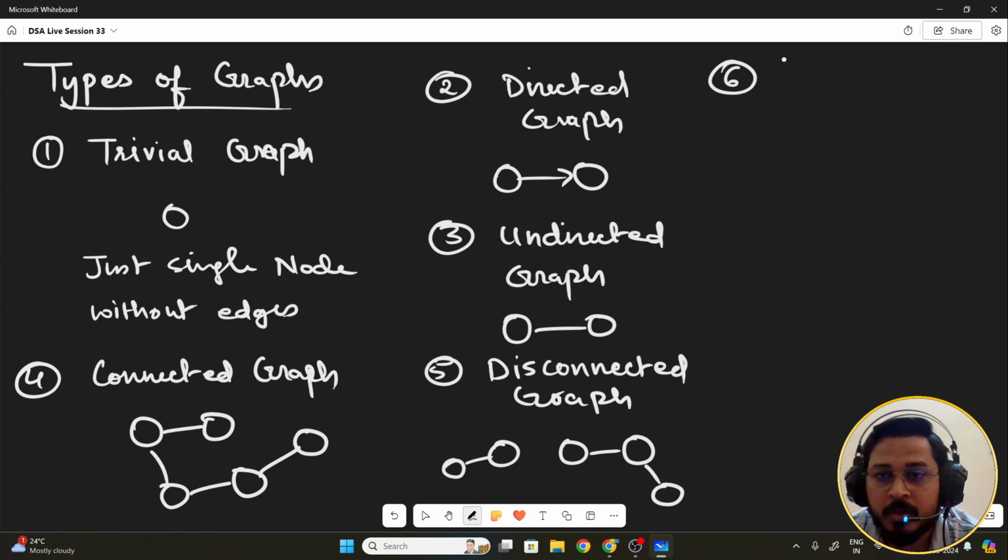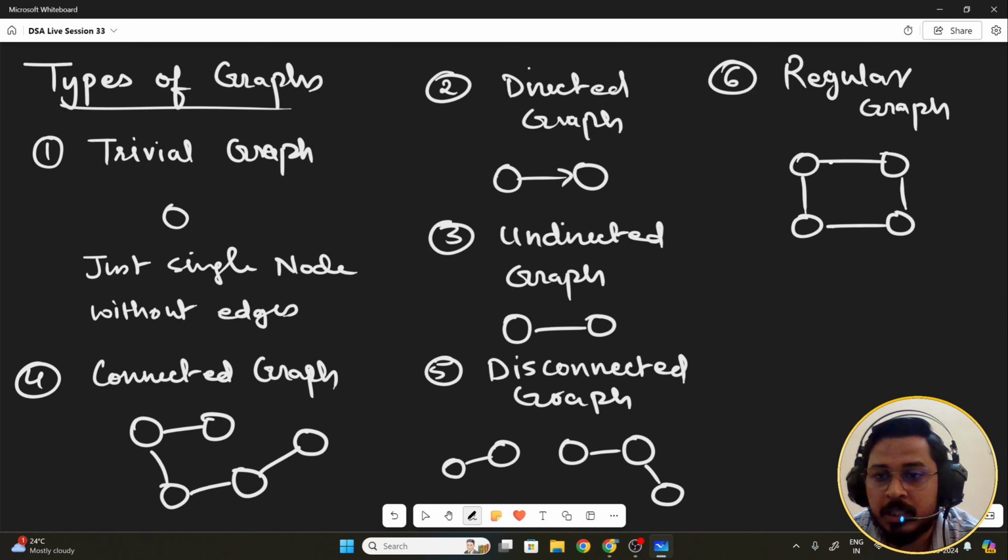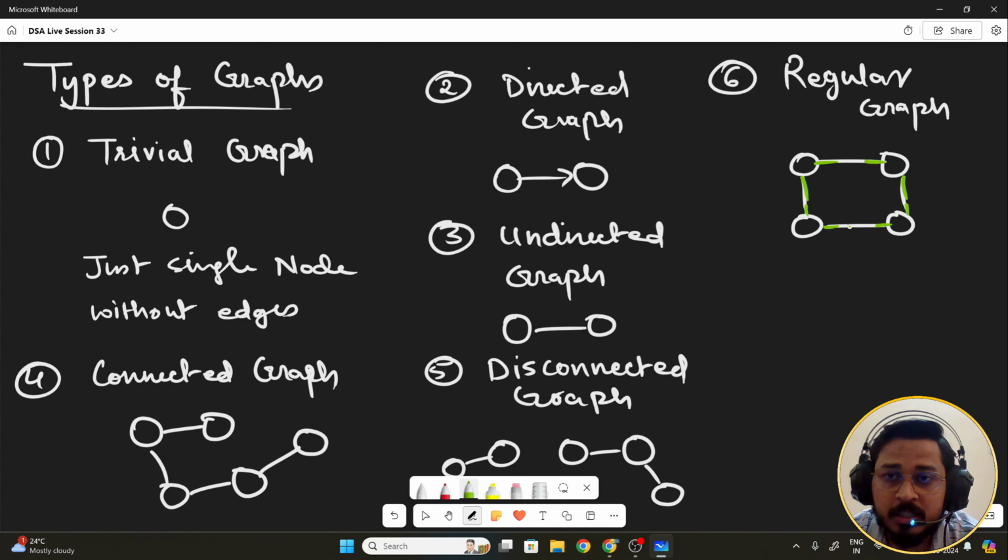Number six, regular graph. A graph which has an equal number of edges connected to each node. You see, there are two edges connected here also, two edges connected here also, two edges connected here also, and two edges connected here also. So each and every node has an equal number of edges connected to it. That is a regular graph. Okay, guys, understood my point?